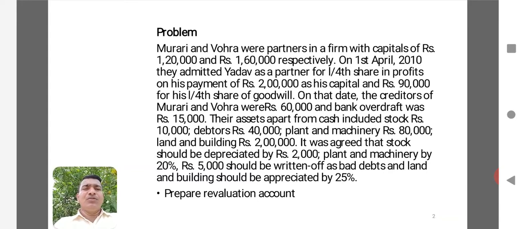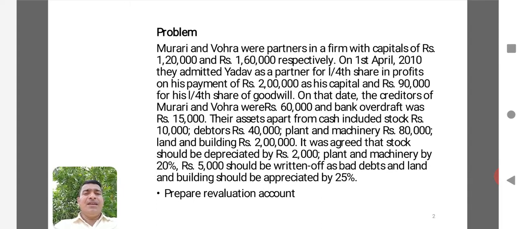As on 1st April 2010, they admitted Yadav as a partner for 1/4 share in profits on his payment of rupees 2 lakh as his capital and 90,000 for his 1/4 share of goodwill. Here a new partner is admitted. Yadav is a new partner. He is eligible for 1/4 share in profits. So we have to keep in mind this 1/4 share. If you want to calculate the sacrifice ratio, then that share may be essential for us. Here in revaluation account, the sacrifice ratio's role is not there. So old profit sharing ratio is enough for us.